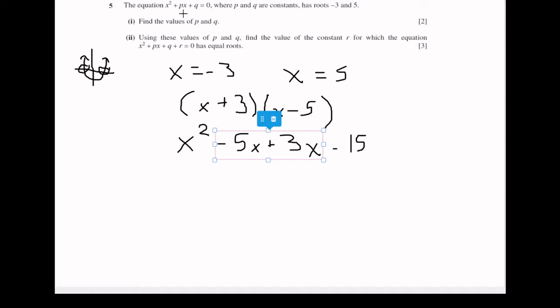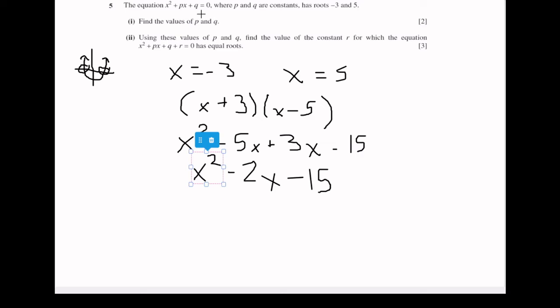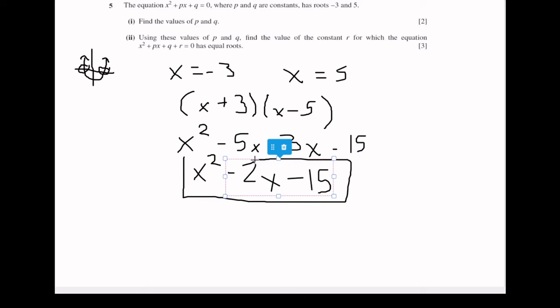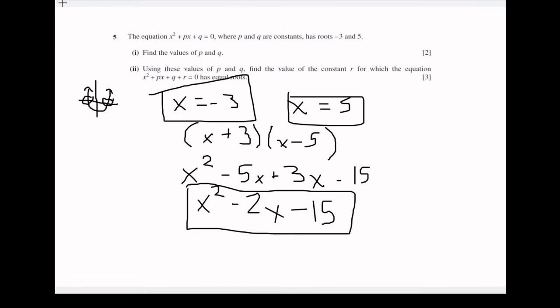And I think I remember how to identify this. It would be a quadratic trinomial. That's why I was getting the words confused. Then we simplify our middle, so it would be x squared minus 5x plus 3x minus 15, which gives x squared minus 2x minus 15. So we see that p would be -2 and q would be -15. That is the first part of this problem.